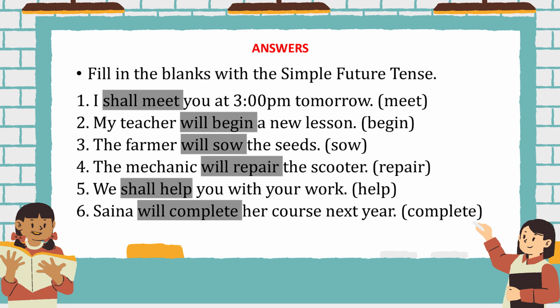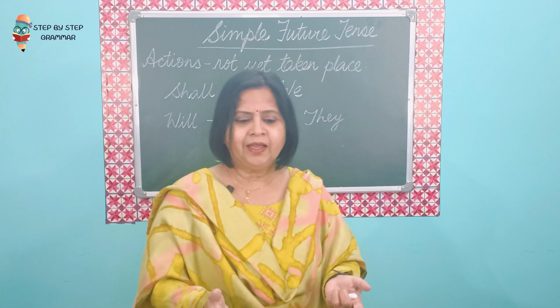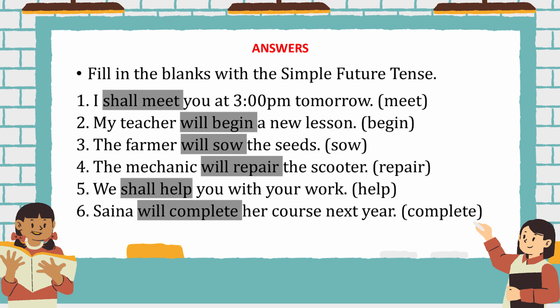We is plural, but it doesn't make any difference. We take shall. We shall help. And if any one of you has used will, no problem. It's still correct. And Saima will complete her course next year. That's it. And it is over.